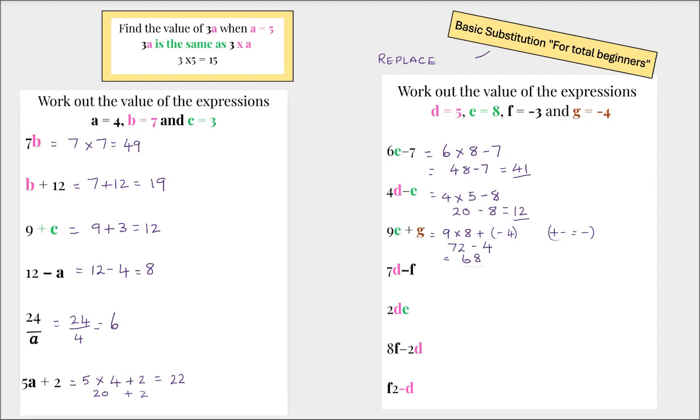Next, we have 7 times d, which is 5. Subtract f, which is -3. Once again, I'm going to put that in a bracket. Now, if you remember the rule, a negative and a negative equals a plus. So we're going to have 7 times 5, which is 35. Minus and a minus is a +3. So our answer is 38.